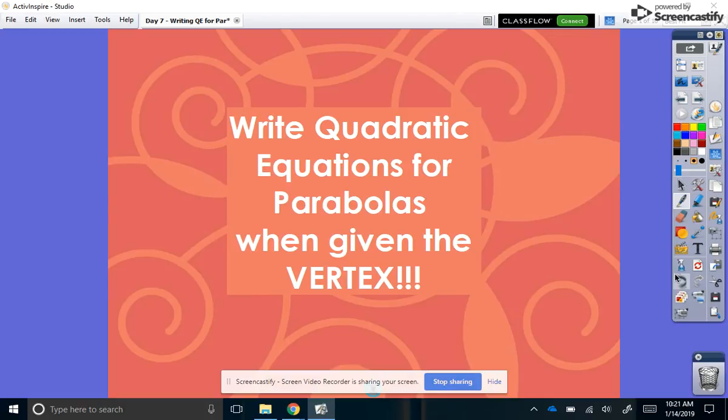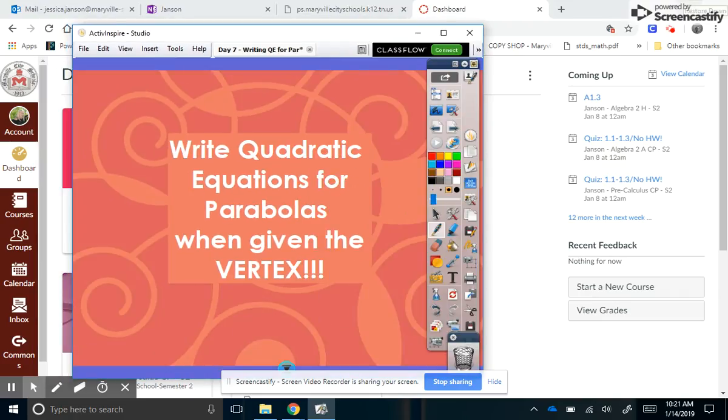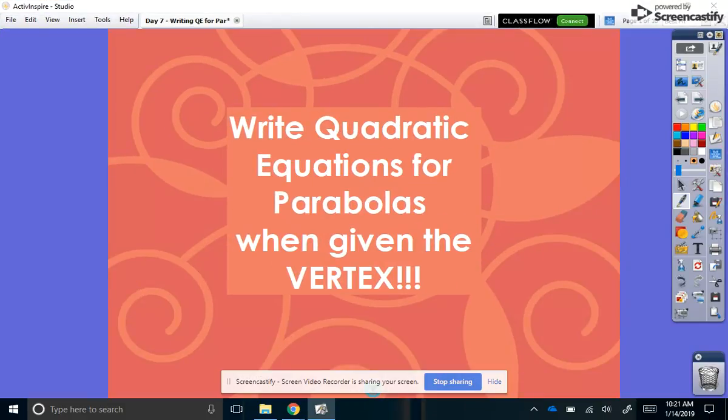So either get out a piece of paper to take notes on, or you can minimize your ActiveInspire like this and scoot it over and open the flip chart to take notes side by side. Either way, make sure that you have notes to refer back to for when you do your homework tonight, which should be A1.7.